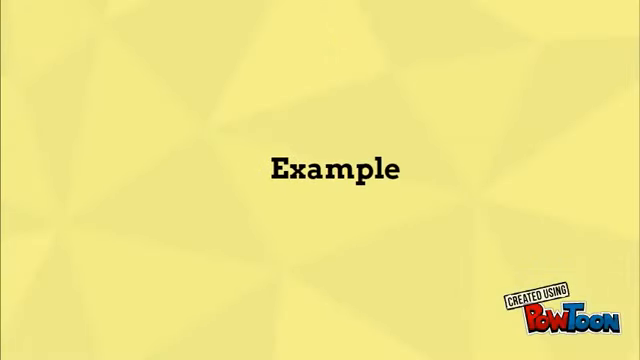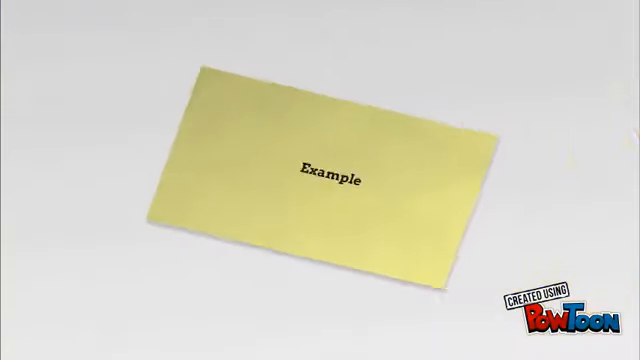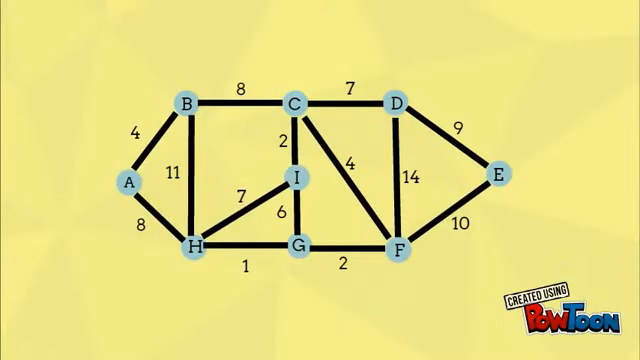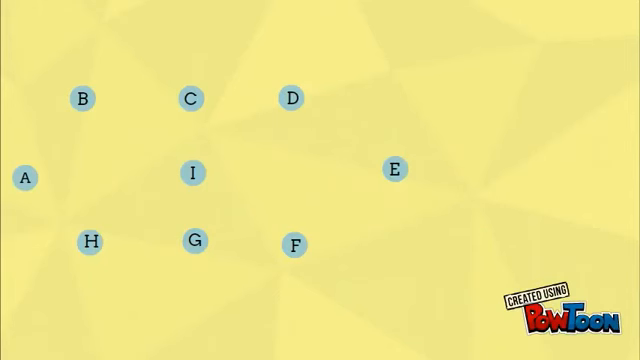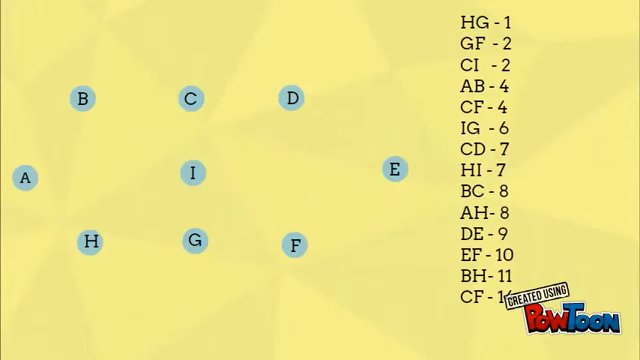Now I shall explain Kruskal's algorithm with the help of an example. Here is the graph we will consider for this example. It has vertices from A to I and edges along with their weights. This graph contains 9 vertices and 14 edges. Now we shall arrange the edges in increasing order of their weights. Now we will pick the minimum weight from this order, which is edge GH having weight 1.